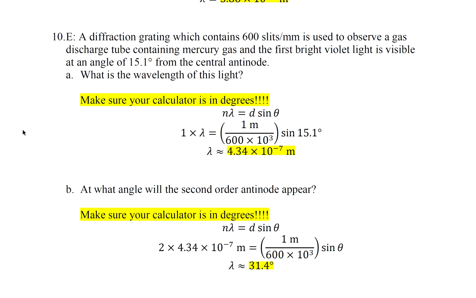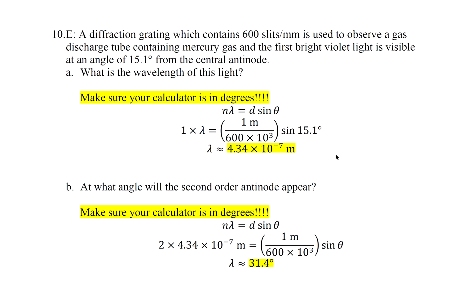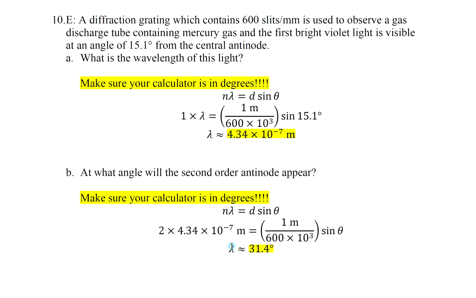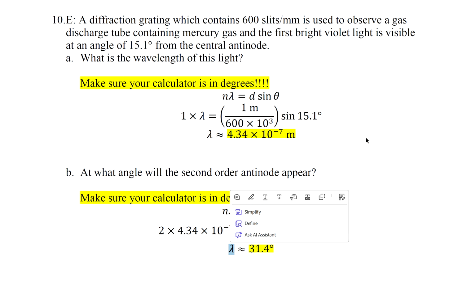Part B, at what angle will the second order antinode appear? So n equals 2 because it's second order. We determine the wavelength from part A, and this is a mistake. This should be theta. This should not be lambda. It should be theta equals 31.4.